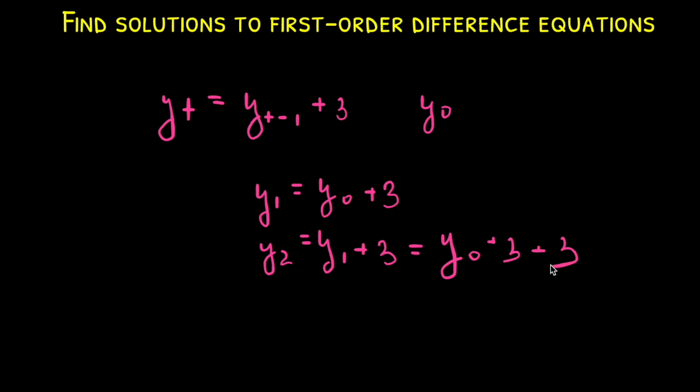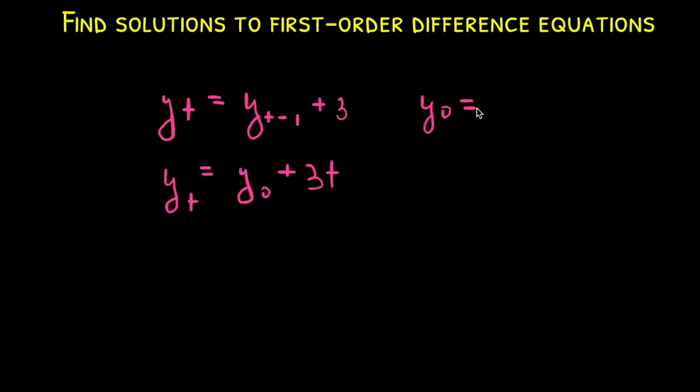plus 3. We notice that the index and the number of 3's that we have in the formula match. So when we have 1, we have one 3. When we have 2, we have two 3's. So we can write the formula yt equals y0, which is a constant in each, plus 3t.